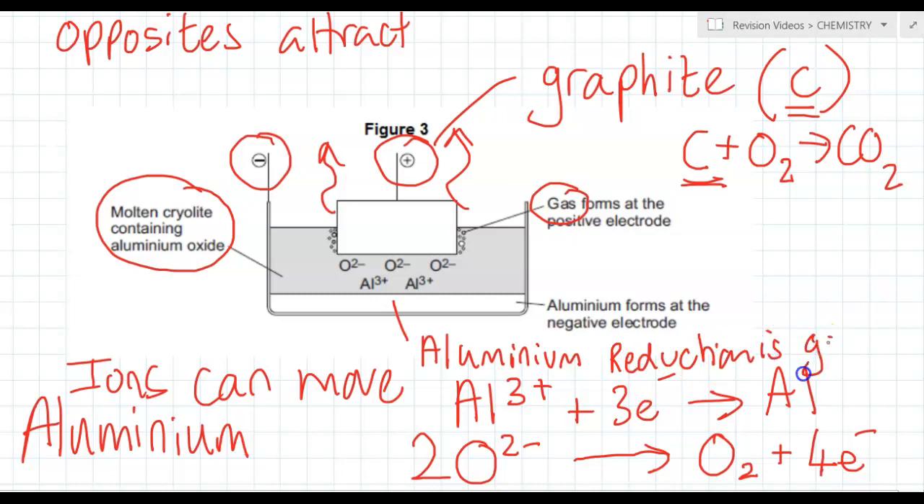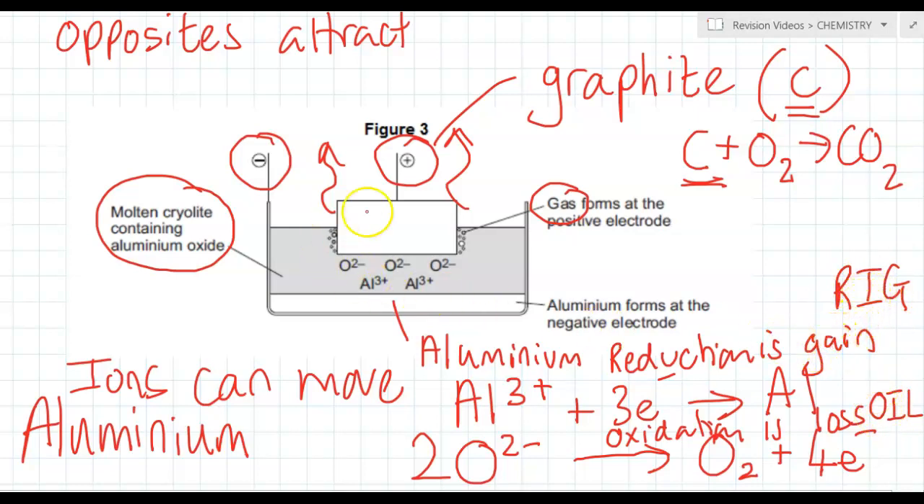Reduction is gain of electrons, and the opposite of reduction is oxidation. Oxidation is loss of electrons. OIL: oxidation is loss. RIG: reduction is gain. Oil rig. Okay. In this example here, you could say that the aluminium oxide is being reduced because the oxygen has been taken away. So that's our other definition of oxidation and reduction.